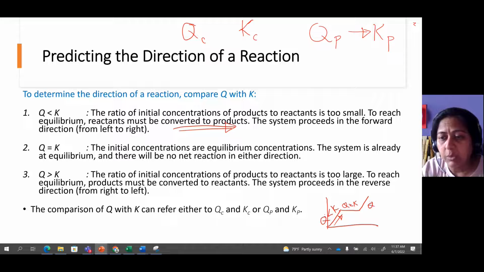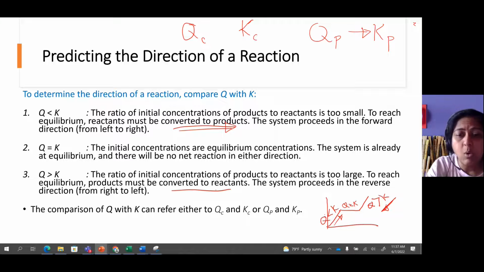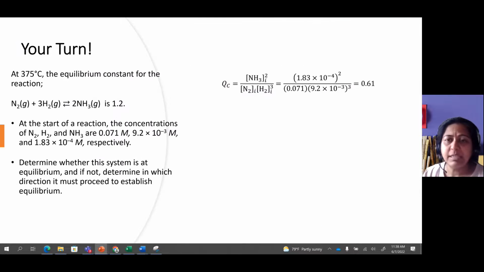If Q is greater than K, then the reaction moves backward, from the right side to the left side, making more reactants. So it makes more reactants. That's how we decide the direction of a reaction, by comparing the reaction quotient and the equilibrium constant values. Here is an example, a practice problem.